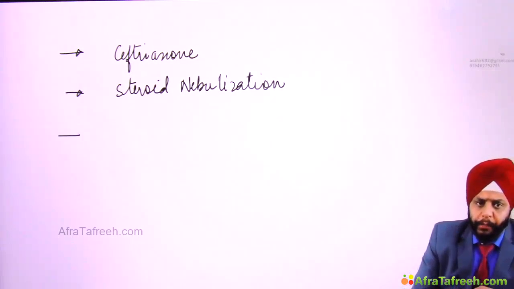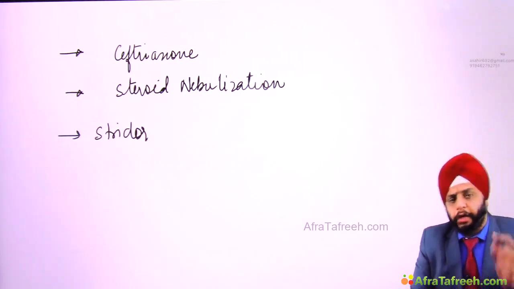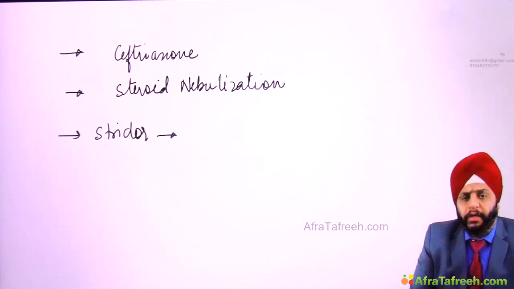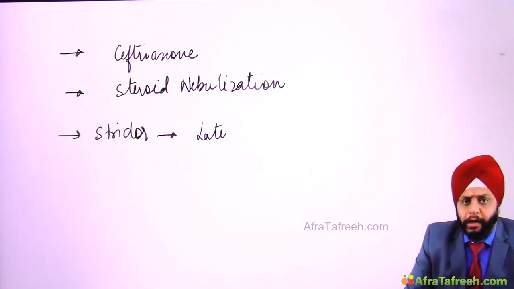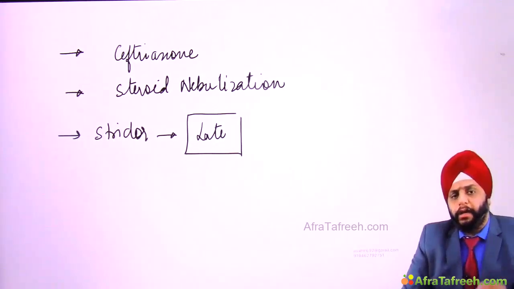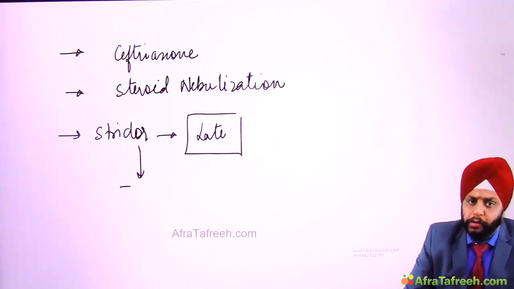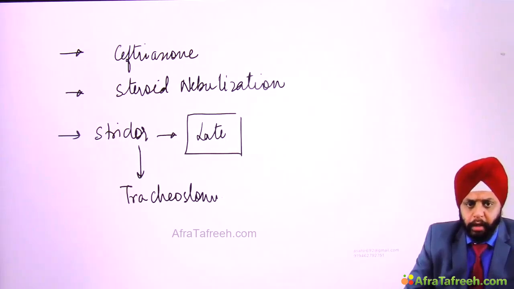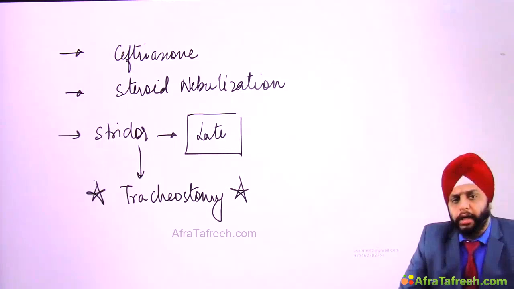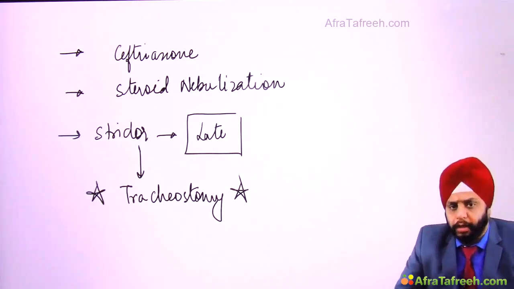Now, sometimes this patient may present in stridor. If a patient of acute epiglottitis presents with stridor, remember stridor is a late feature in acute epiglottitis. That means the airway is almost completely compromised, and then you must immediately do a tracheostomy to save the patient. So tracheostomy is something you have to consider immediately if the patient has stridor.